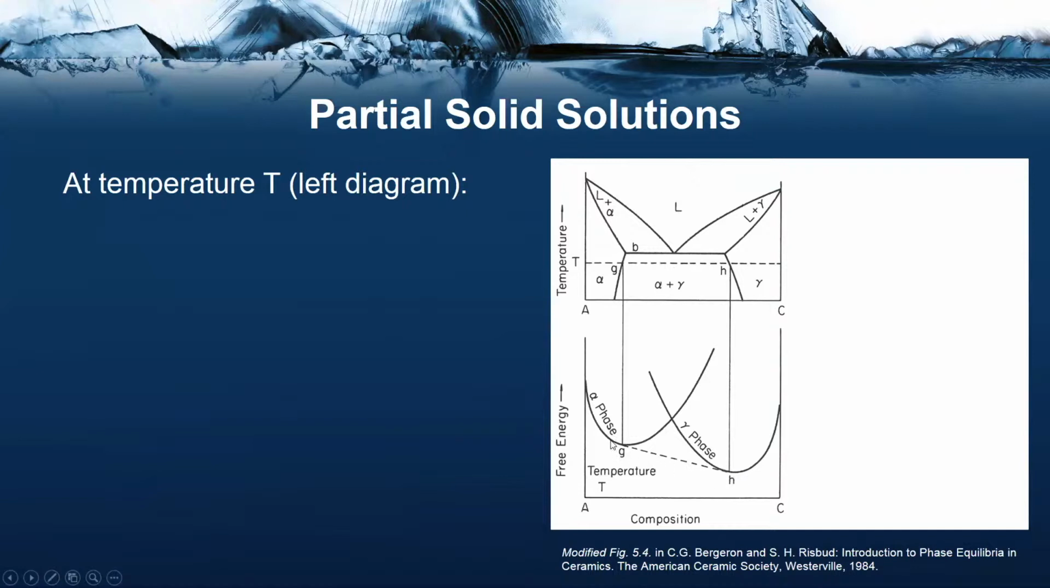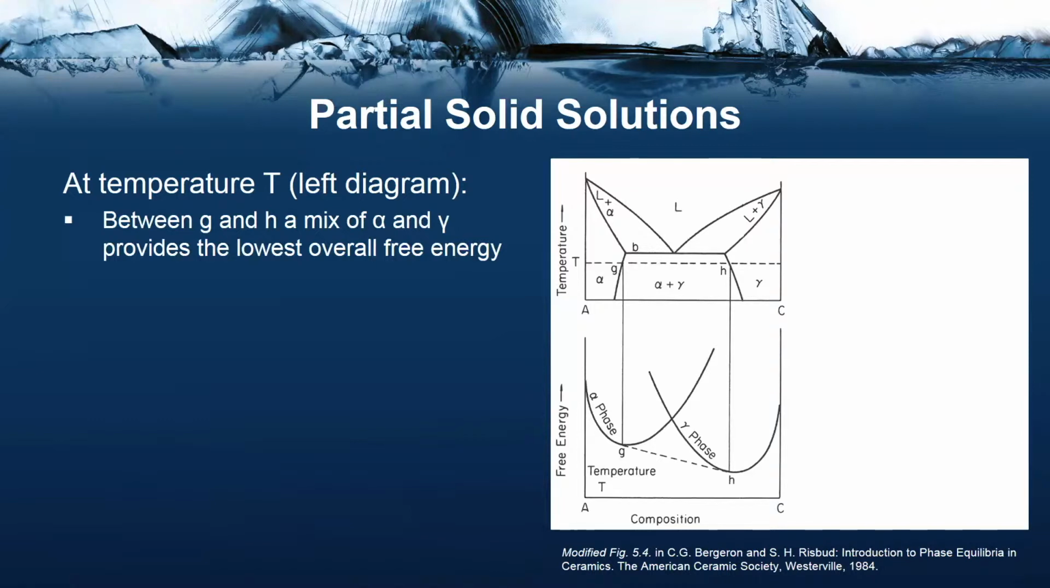And you can see that this tangent appears to be shared by these two phases. In the lecture called Determination of Phase Diagrams, we'll use the chemical potential to show that this shared tangent represents the equilibrium between these two phases. But as of right now, we'll be satisfied with knowing this information, and we start by connecting the lower figure to the upper one. In the upper figure, between composition G and H, a mix of alpha and gamma provides the lowest overall free energy, and therefore represents the equilibrium composition.